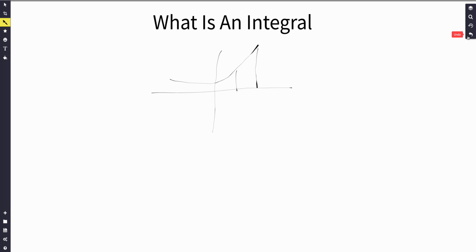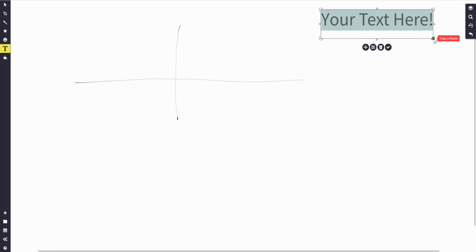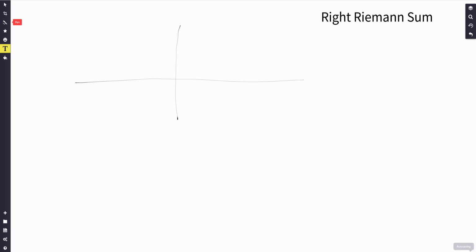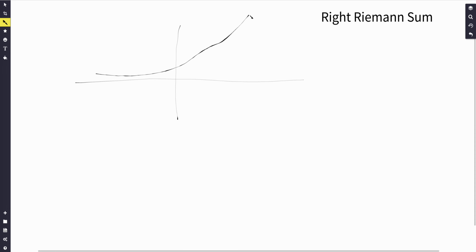So there's 3 Riemann sums. There's a right Riemann sum, a left Riemann sum, and a midpoint sum. Let's start with our first one, the right Riemann sum. Let me draw a basic graph. Let me just label this right Riemann sum. Okay, so this is going to be a right Riemann sum. Let's just say we have a similar type of graph. It's an exponentially growing graph, it looks like.